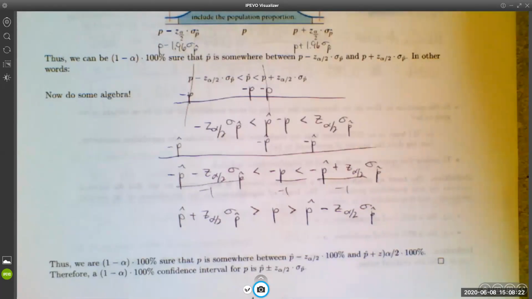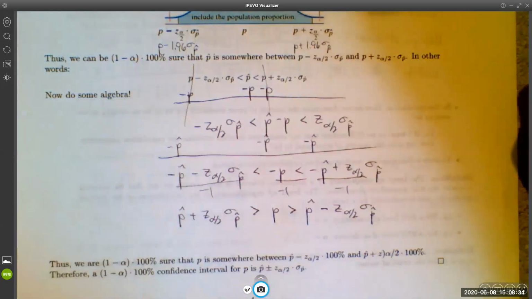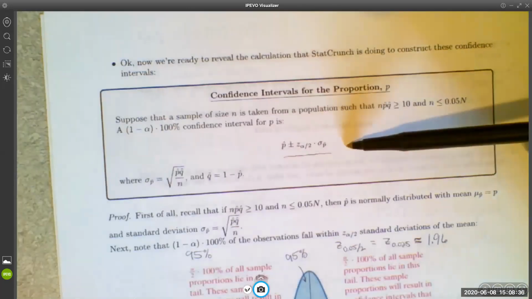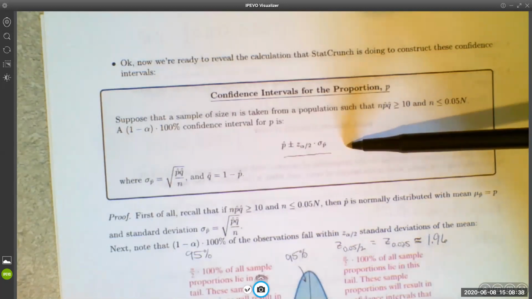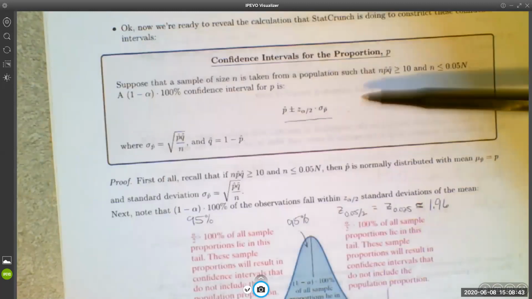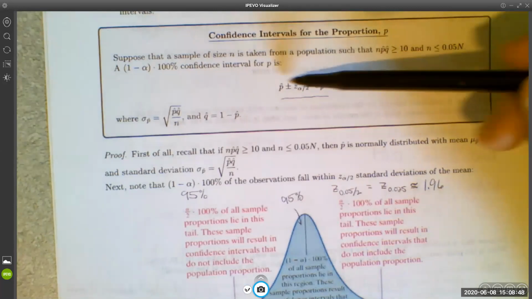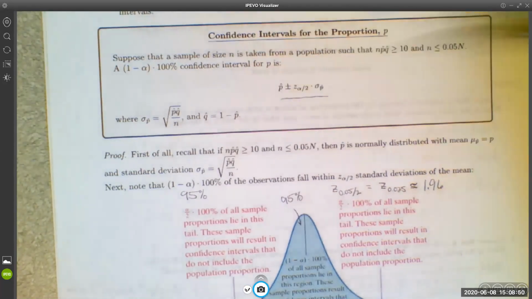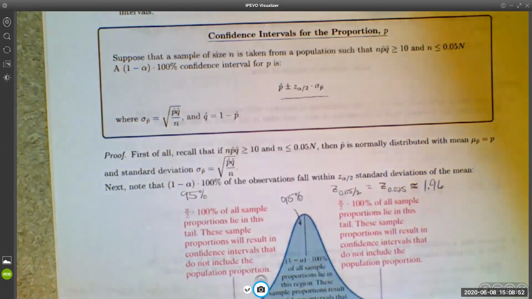Now, if you didn't follow all of that, don't worry, I'm not going to test you on it, okay? I included it because I don't want you to think that this is just magic or that it's just a guess. It's not a guess, it's mathematically rigorous. We are exactly 1 minus alpha times 100% sure that our population proportion is going to fall within this interval. It's a very mathematically precise thing.